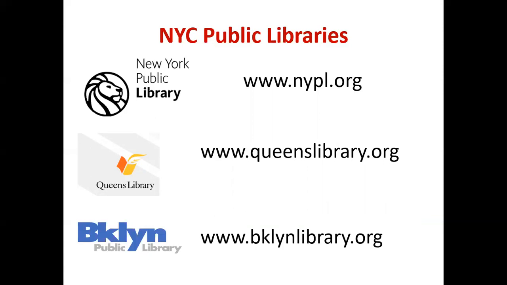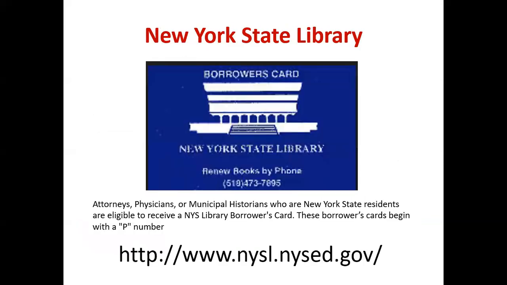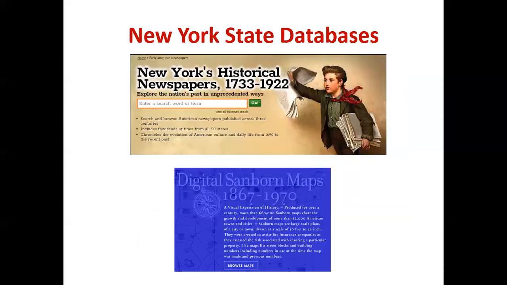So I also want to talk about another incredible resource, the New York State Library. When you go there, a lot of the databases they have will redirect you back to your public library. But if you are an attorney, a physician, or a municipal historian, you are eligible for something called a P card, which I believe stands for professional card. It's just another layer of databases that you can have access to, and again, you can apply for it online. Two of the databases that they have is something called New York's Historical Newspapers, and they go back to 1733. So it's just another newspaper database that you have access to.